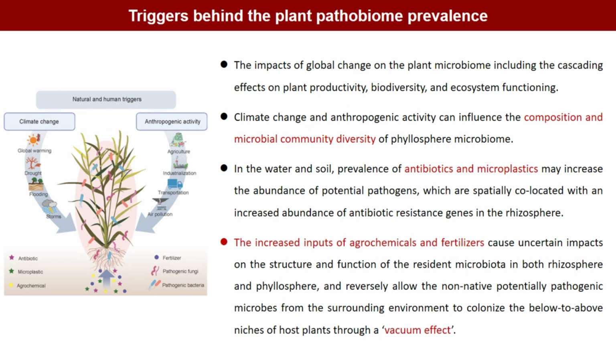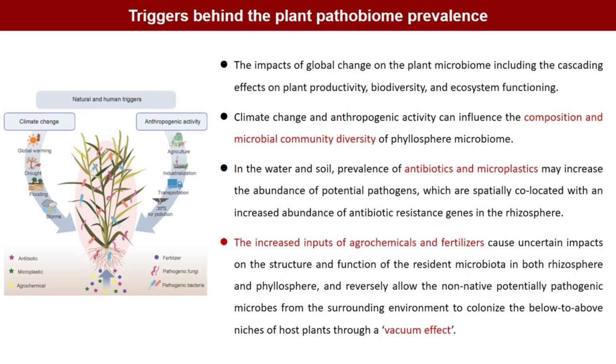It is time to pay attention to implication of global change on the prevalence of the plant pathobiome. Climate change and anthropogenic activity may influence the composition and microbial community diversity of phyllosphere microbiome in the water and soil. Prevalence of antibiotics and microplastics could increase the abundance of potential pathogens. The increased inputs of agrochemicals and fertilizers cause uncertain impacts on the structure and function of the resident microbiota in both rhizosphere and phyllosphere, and reversely allow the non-native potentially pathogenic microbes from the surrounding environment to colonize the below to above niches of host plants through a vacuum effect.